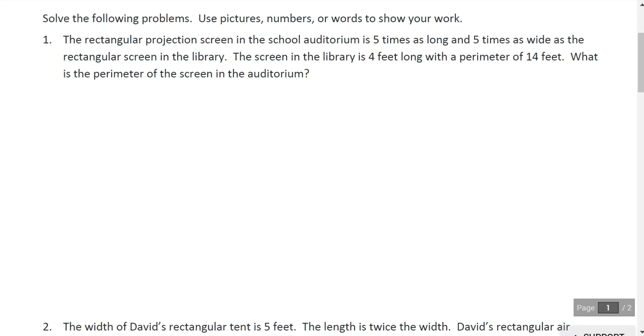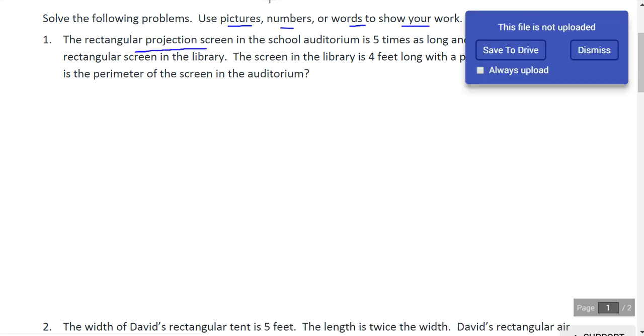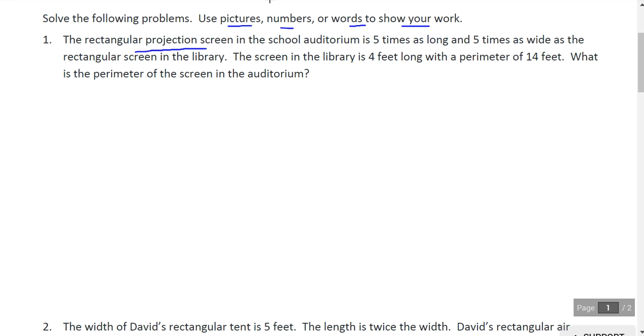Okay, for number one, it says solve the following problem and use pictures, numbers, or words to show your work. A rectangular projecting screen in the school auditorium is 5 times as long, 5 times as wide as the screen in the library. Now it tells us the screen in the library is 4 feet long and has a perimeter of 14. What is the perimeter of the screen in the auditorium?